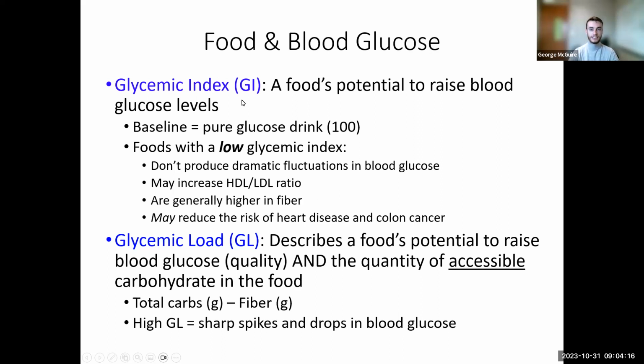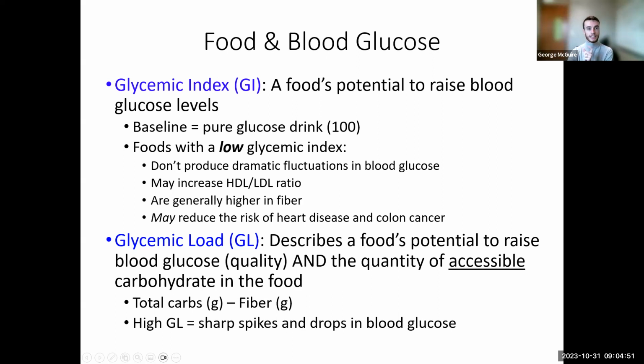But again, this value has since been built upon, giving us our glycemic load, which is the newer, probably more important value to be considering. So the glycemic load not only considers the overall impact on blood glucose levels, but is also looking at the quantity of accessible carbohydrate in that food. So you can think of this as the total amount of carbohydrates available in a food minus the fiber, because that fiber, which is still a carbohydrate, is inaccessible to us, right?